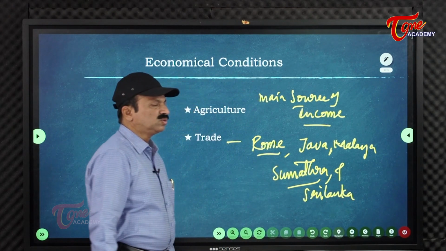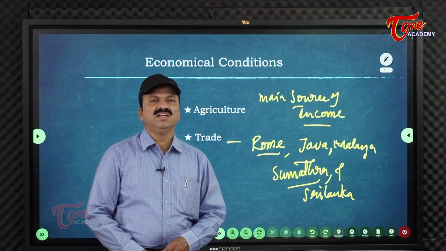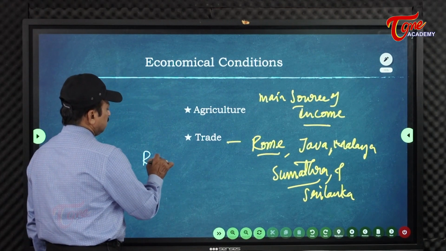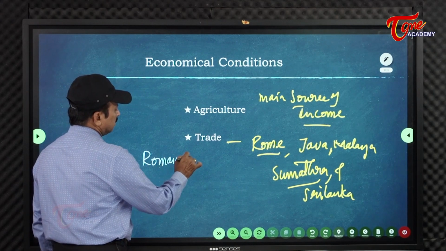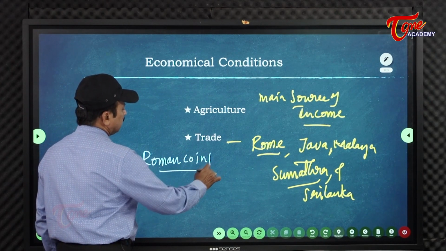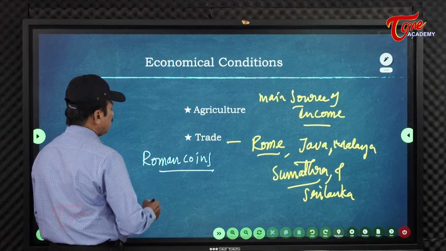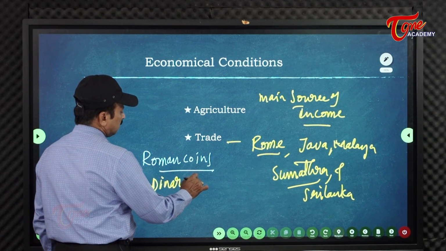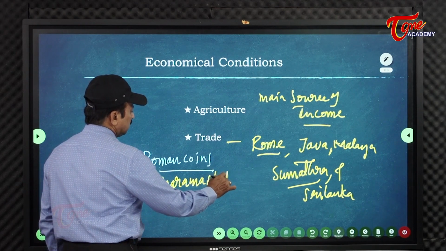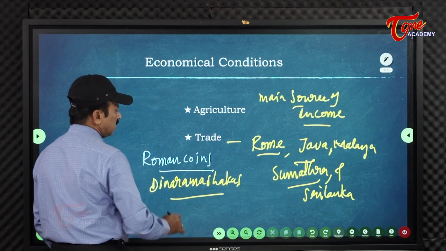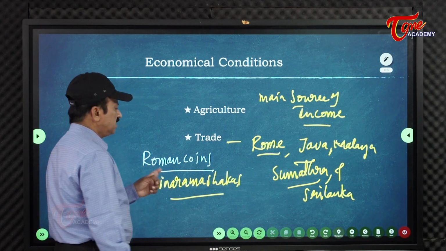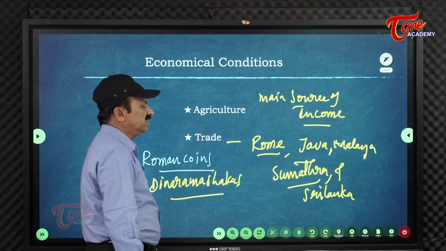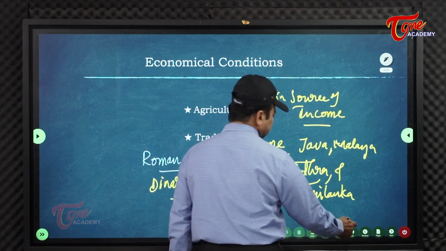The coins of these people, the Roman coins, were called dinara mashakas. These Roman coins were called dinara mashakas during that time. They were found at Nagarjunakonda and Amaravati regions.